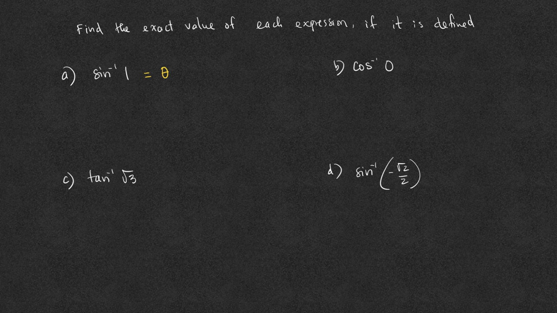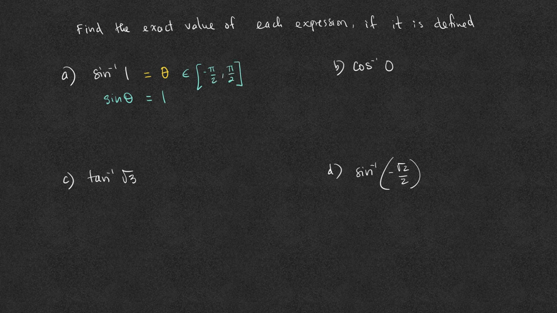We don't know what it is, so we call it theta for now. The reason why we want to set it equal to theta is because we want to rewrite it without using inverse notation. Sine inverse of 1 equals theta can mean only one thing, and that is sine of theta equals 1, assuming that theta is an angle between negative pi over 2 to pi over 2.